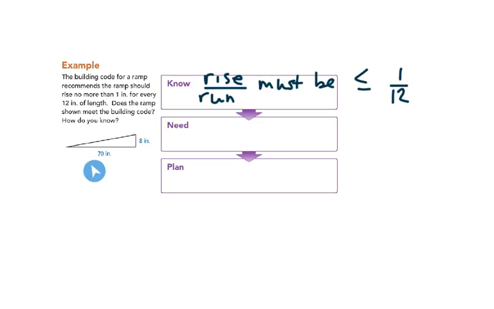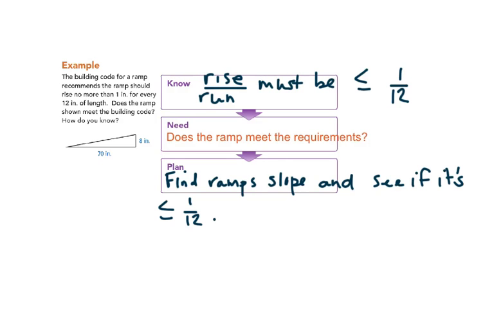So, does this ramp meet the qualifications? So my plan is to find the rise over run for the ramp and see if it's less than 1/12. Alright, so the rise over run for the ramp is 8 over 70, and I want to know, is this less than or equal to, so I'm going to put a question mark over it, 1/12.